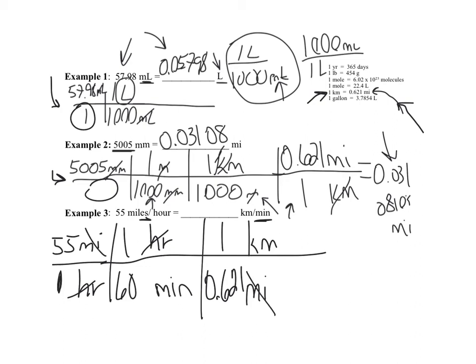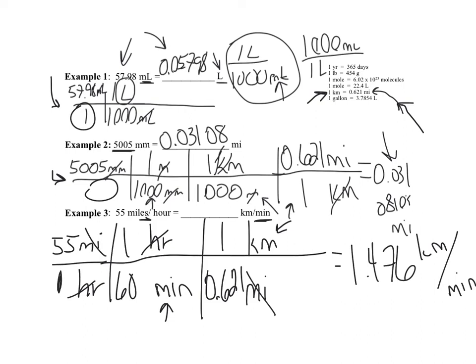My miles cancel out my miles, and I can look at my units before I do any math to make sure that I've set this up correctly. I want to end with kilometers over minutes, and if I look at my units, I have kilometers on the top and minutes on the bottom, kilometers over minutes. So that lets me check my work before I do any typing. 55 times 1 times 1 is 55, divided by 60, divided by 0.621, and that gives me 1.476 kilometers per minute.